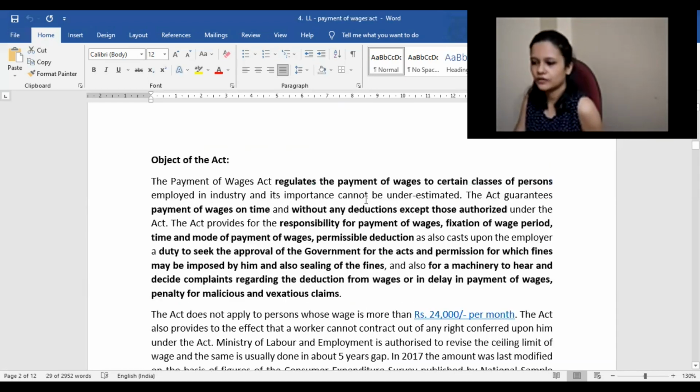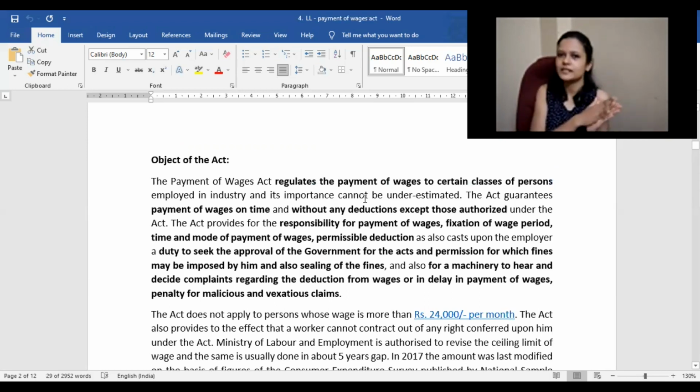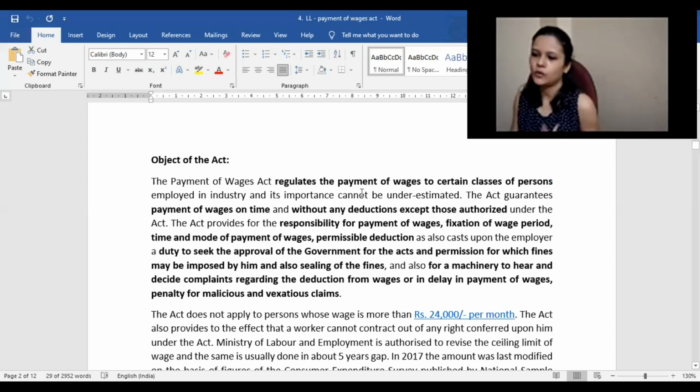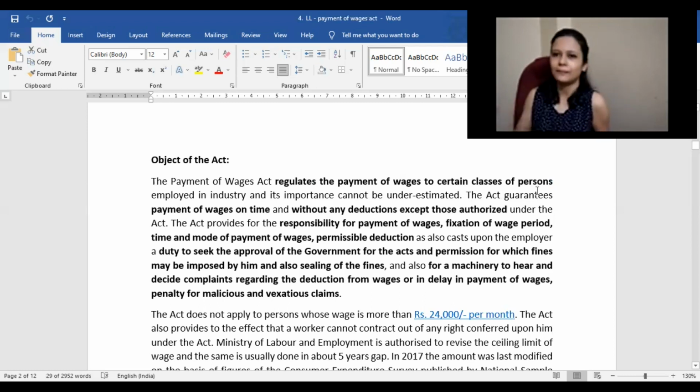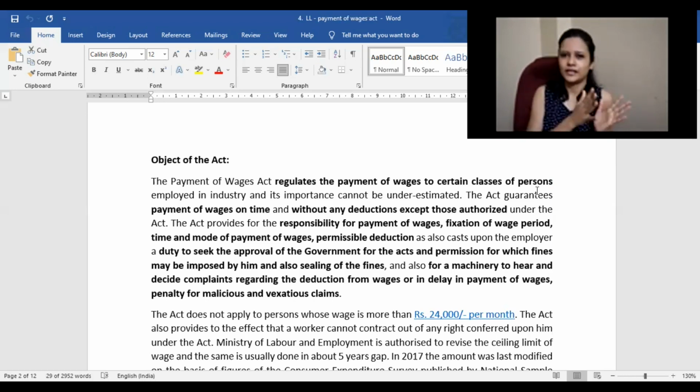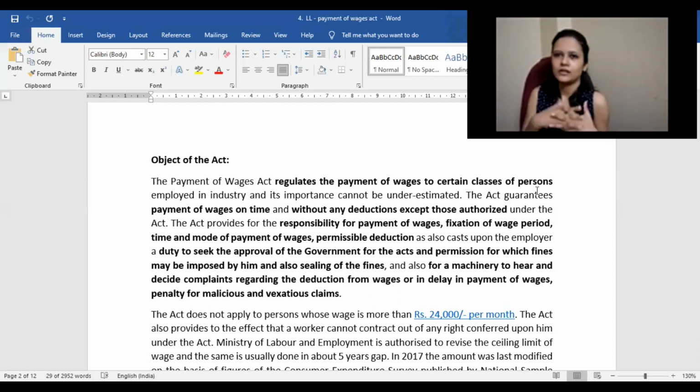Now, the objectives of this regulation. Obviously the objectives will be the same as the problems this legislation wanted to address. It wants to regulate payment of wages to certain classes of persons. It's not applicable to everyone. Why? Because there are some organized sectors where people are in a position to negotiate their salaries and other things, right? So in those cases it's not needed anyway, because the employer is already taking care of those things.